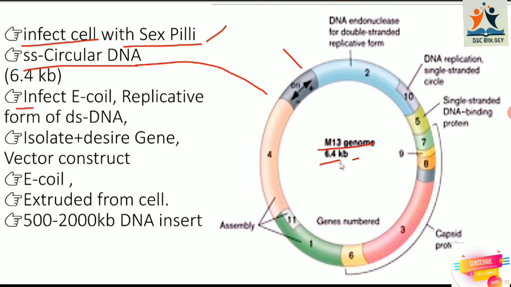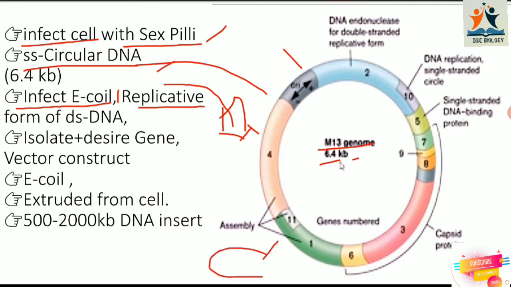Next, this infects E. coli. So M13 phage infects the E. coli and replicates. When it infects the E. coli, a bacteria, it sits on the bacteria and inserts its single stranded circular DNA into it. When inserted into the bacteria, the DNA is first single stranded, so it is first converted into double stranded DNA.